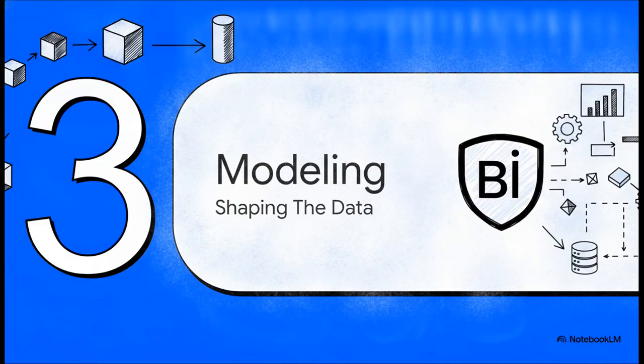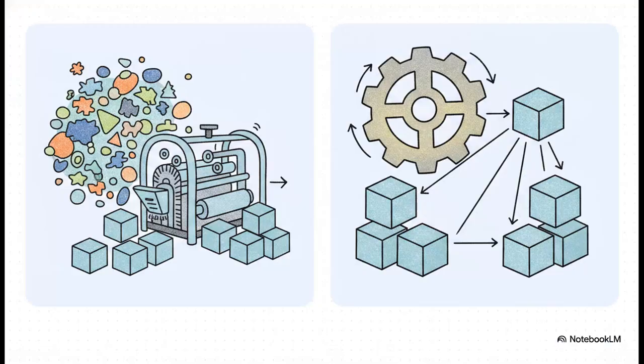Section 3. Modeling, Shaping the Data, the assembly line. With clean materials in hand, we hit the assembly line. Usually, this means jumping into a tool like Power BI. But first, you've got to understand a critical distinction in the workflow. Power Query is your tool for importing and transforming the data as it enters. Power Pivot, that's where the actual modeling happens. That's where you build relationships and write complex DAX calculations.